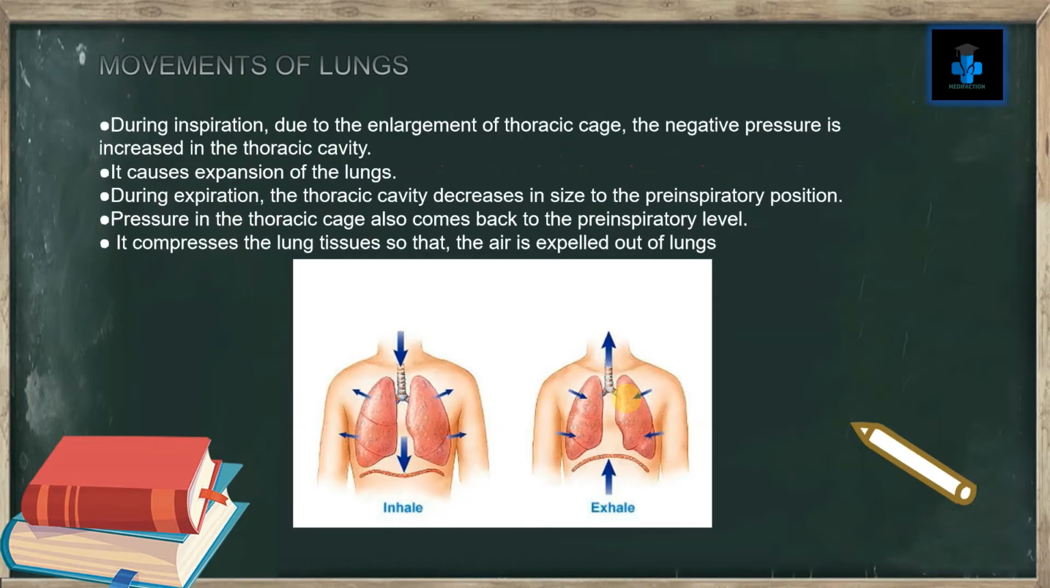Movements of lungs. During inspiration, due to the enlargement of thoracic cage, the negative pressure is increased in the thoracic cavity. This causes expansion of the lungs. During expiration, the thoracic cavity decreases in size to the pre-inspiratory position. Pressure in the thoracic cage also comes back to the pre-inspiratory level. It compresses the lung tissue so that the air is expelled out of lungs.